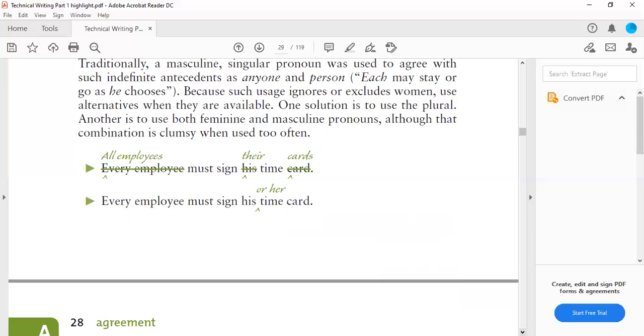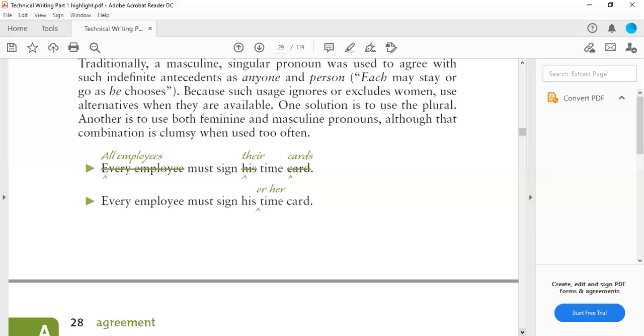So, here they say that instead of using, for example, "every employee must sign his time card", so instead of using "his", in this case you exclude women, okay? The best way is to change this sentence into the plural. So instead of saying "every employee", you say "all employees must sign their cards". So simply you avoid sexist language, or marginalizing women, by pluralizing the sentence, and in this case you don't need to say "his", but to say "their".